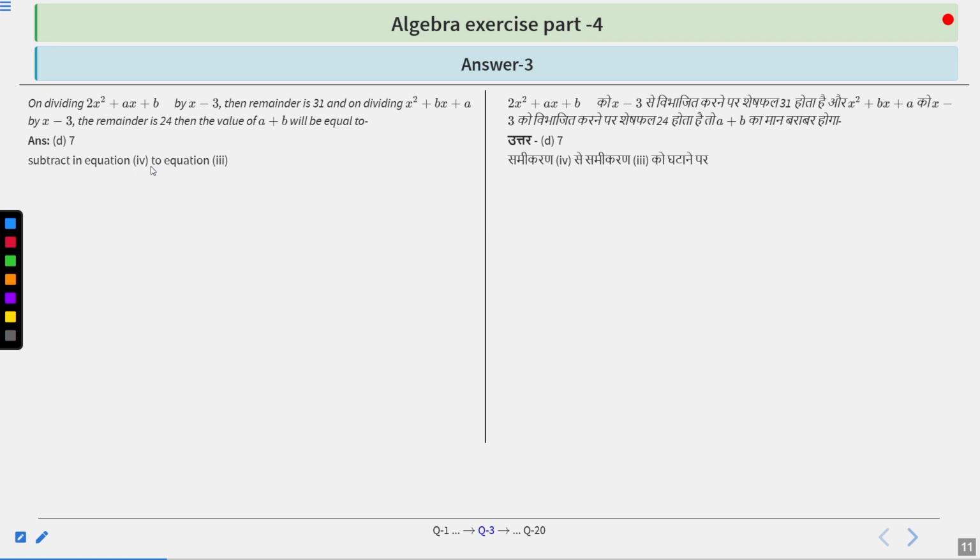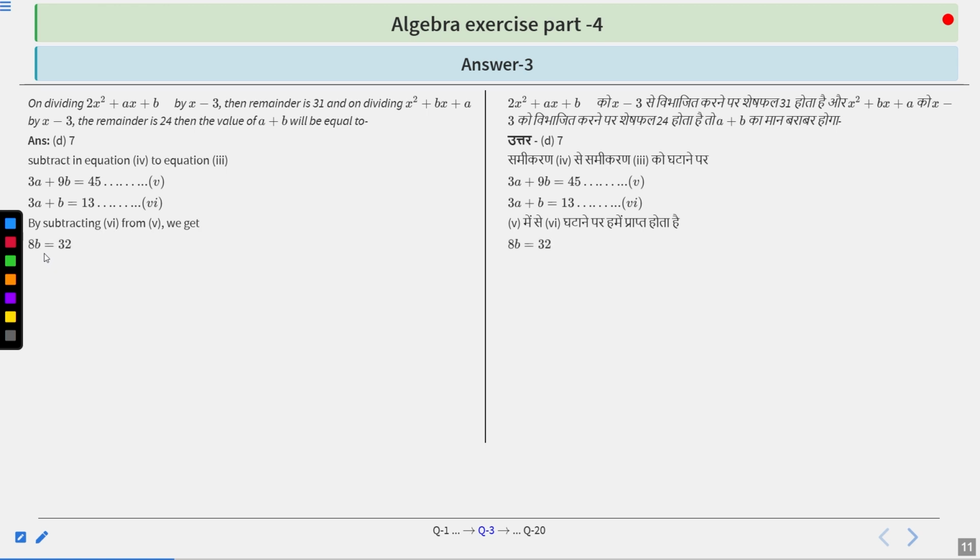Subtracting equation 4 from equation 3, we get 3a plus 9b equal to 45, equation 5, and 3a plus b equal to 13, equation 6. By subtracting 6 from 5, we get 8b is equal to 32. Therefore, b is equal to 4.